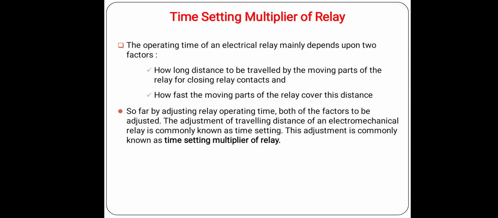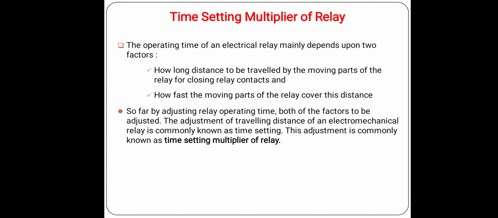Now the next one is the time setting multiplier of the relay. The operating time of an electrical relay mainly depends upon two factors. The first one is how long a distance is to be traveled by the moving parts of the relay for closing the relay contacts, and the second factor is how fast the moving parts of the relay cover the distance. So, to adjust the relay operating time, both of the factors need to be adjusted.